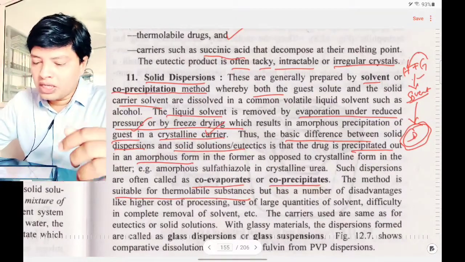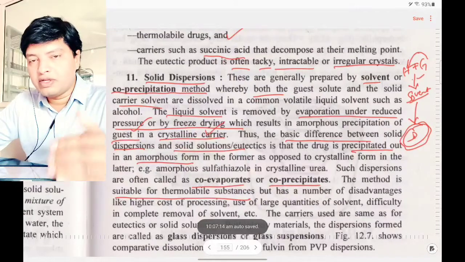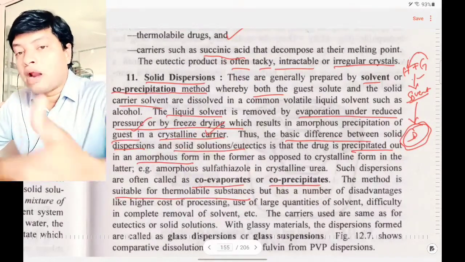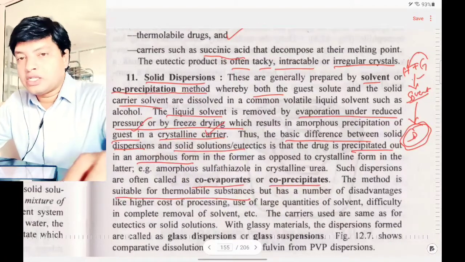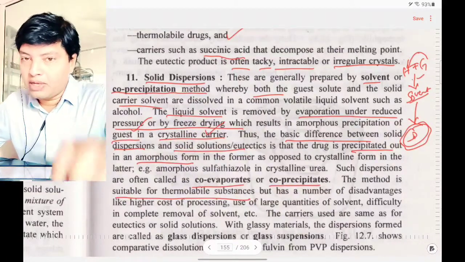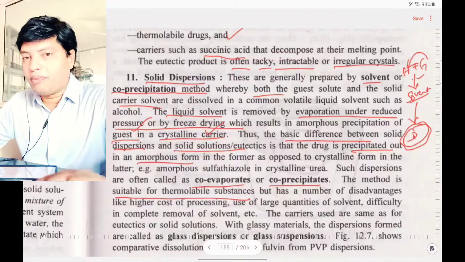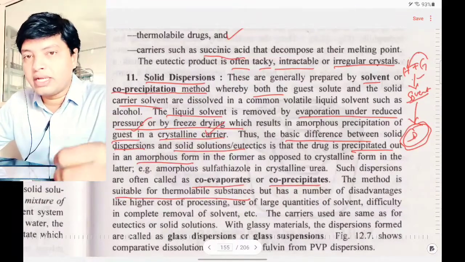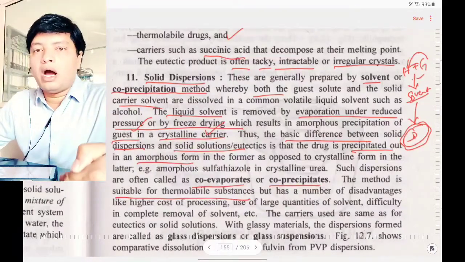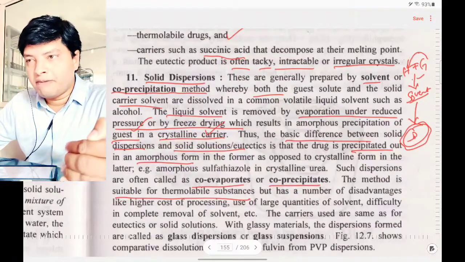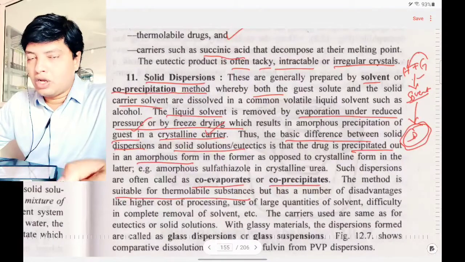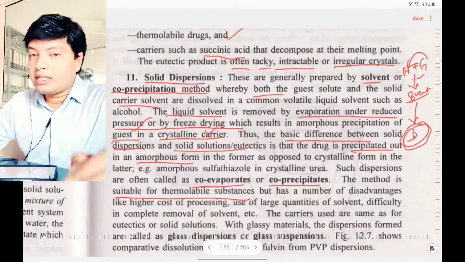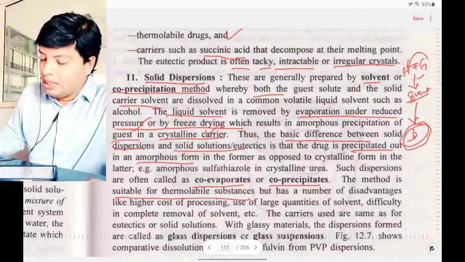If a GPAT question comes like, what is the method by which you can increase the bioavailability of thermolabile drugs? In such a case, you should write solid dispersion method, or you can say co-precipitation or co-evaporation method. It is the method through which you can increase the solubility or bioavailability of your drug, whose solubility is less and the drug is thermolabile.